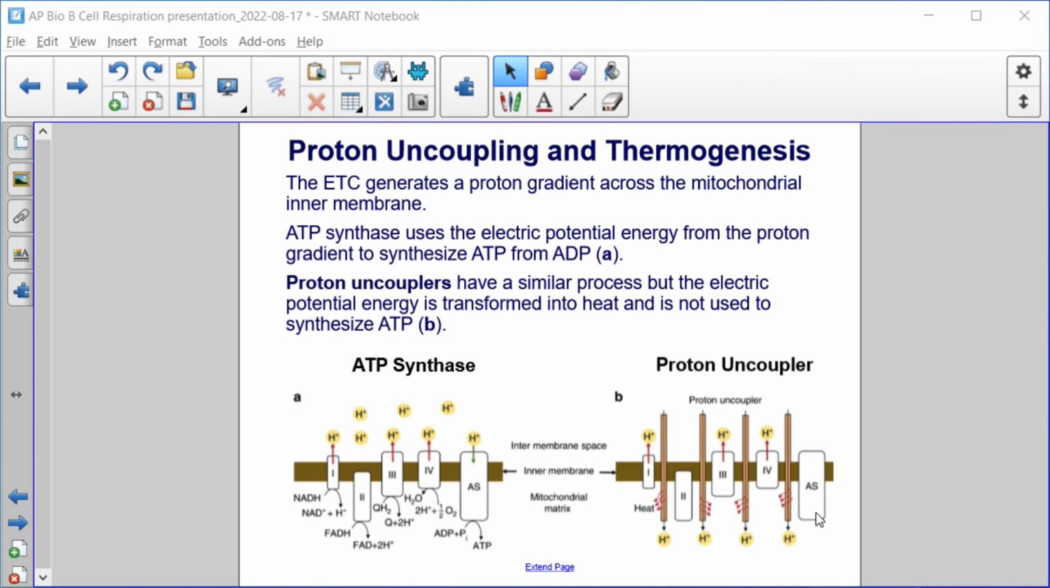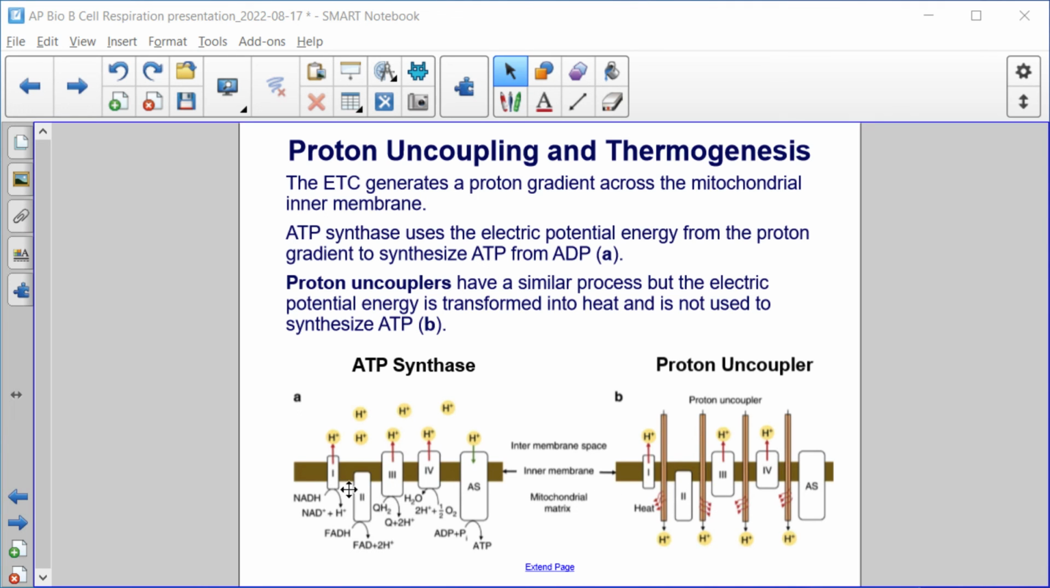Proton uncoupling and thermogenesis. The electron transport chain generates a proton gradient across the mitochondrial inner membrane. ATP synthase uses the electric potential energy from the proton gradient to synthesize ATP from ADP, a process we've discussed in detail and shown here in A. Proton uncouplers have a similar process, but the electric potential energy is transformed into heat and not used to synthesize ATP, which you see in image B.